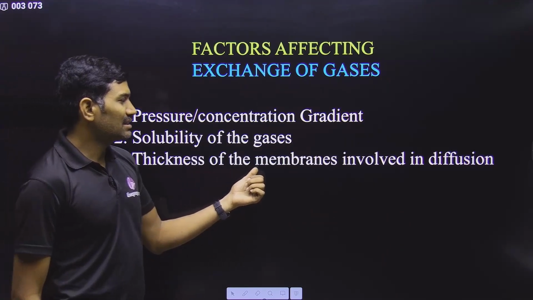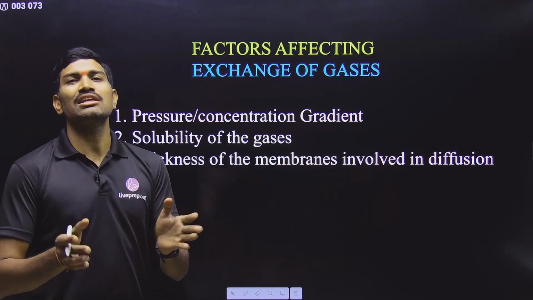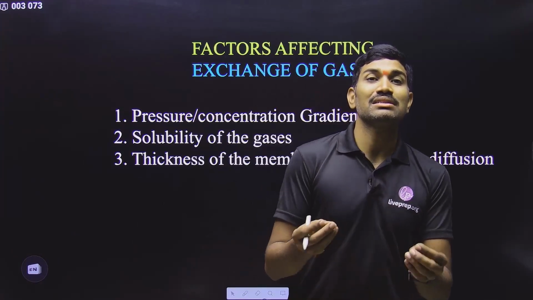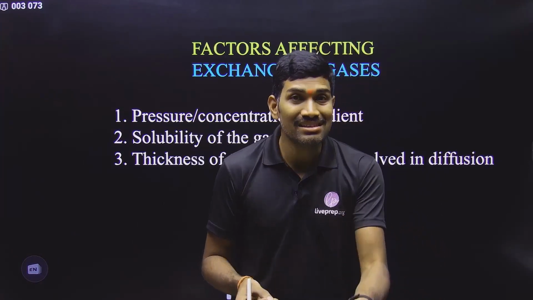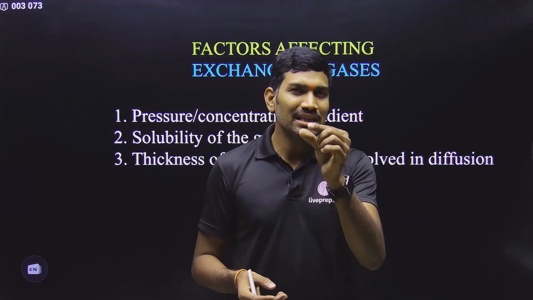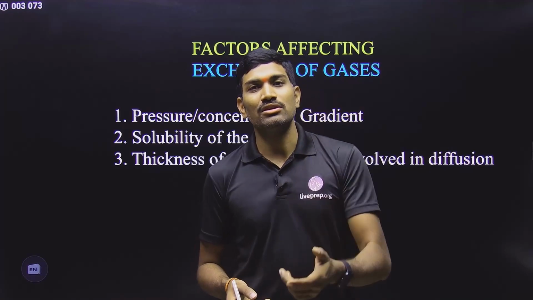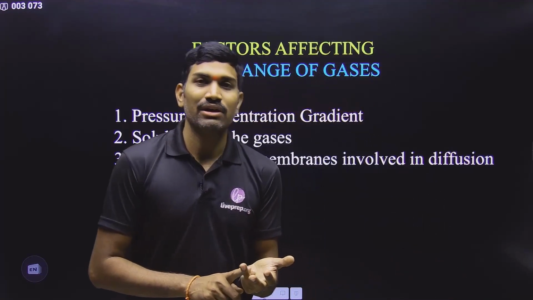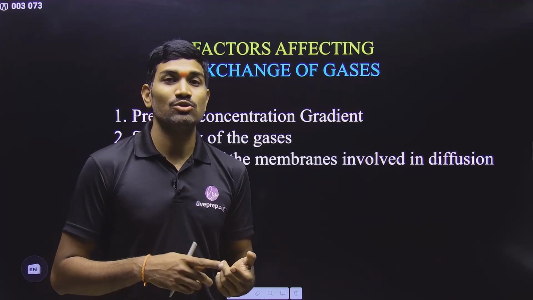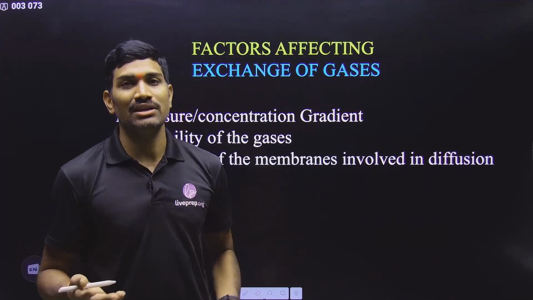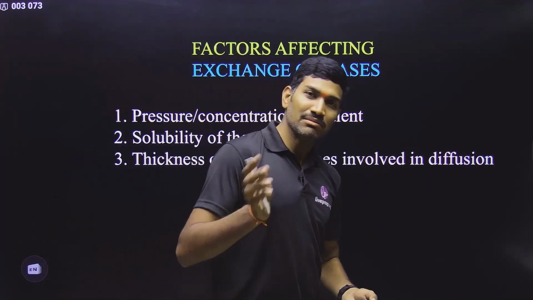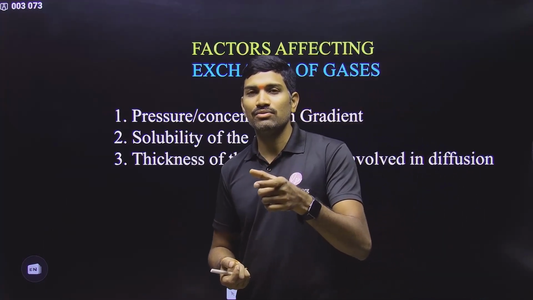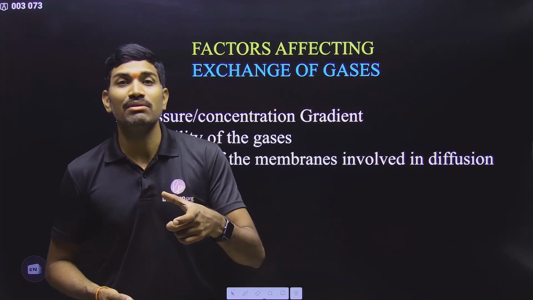Next one is regarding the thickness of the membranes that are involved in the diffusion. During this diffusion, membranes of the cells are involved. So what is the thickness of that membrane? Because in animal tissues, we studied different types of cells: squamous epithelial cells, cuboidal cells, columnar cells. We studied simple epithelium and compound epithelium. Because of that, the thickness of the membrane will be variable, right?